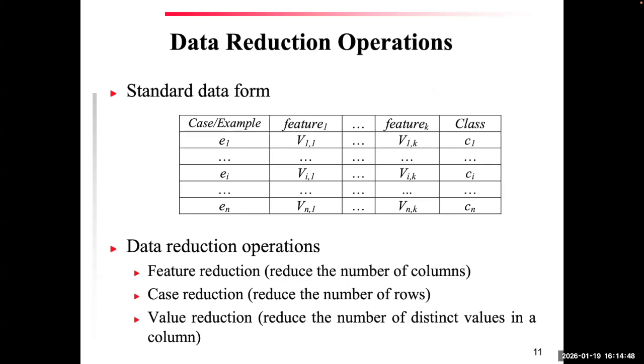Or if you're analyzing users' sentiment, what do you need? Do you need all that information? No, you only need, for example, access to users' comments. And so sometimes you need a subset of features, not all of them. That's feature reduction, reducing the number of columns. And case reduction is reducing the number of rows.